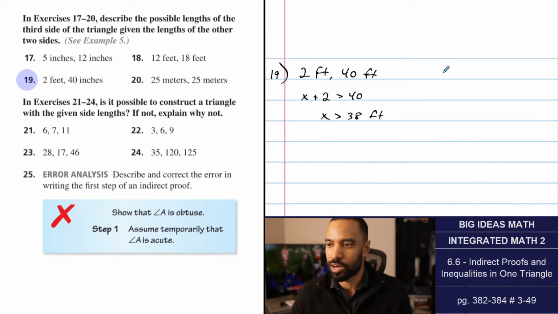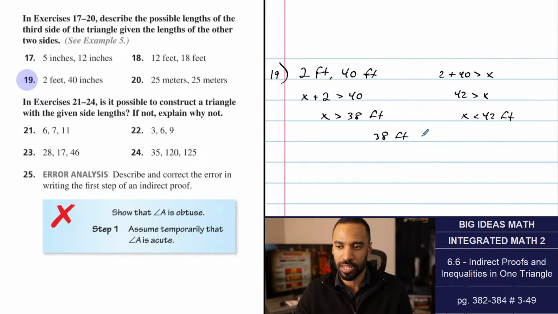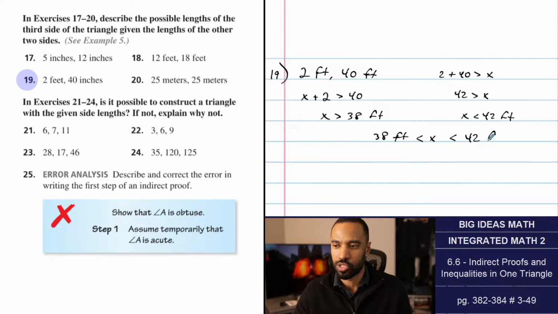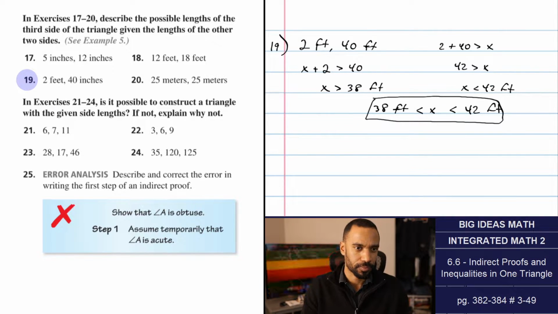In this other case here, 2 plus 40 has to be greater than X. So now X has to be less than 42, as 42 has to be greater than X, 42 feet. So yeah, this is actually a small range here. X has to be somewhere between 38 feet and 42 feet, like that. Very, very small range. Not very much we can do with it.